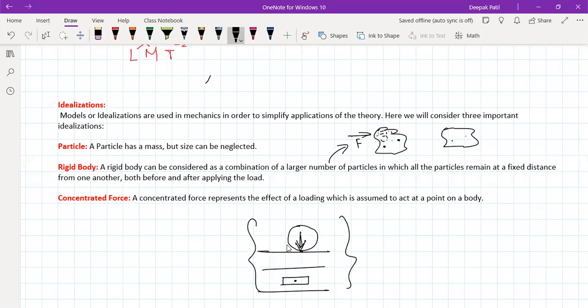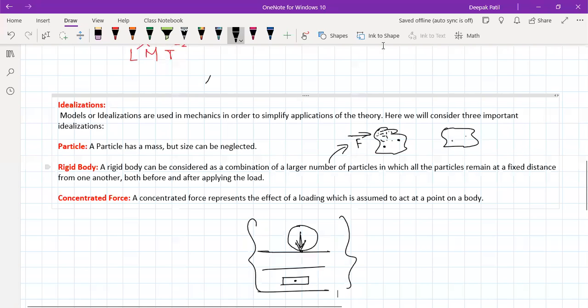Please mute your audio. Someone is disturbing. Please mute your audio.